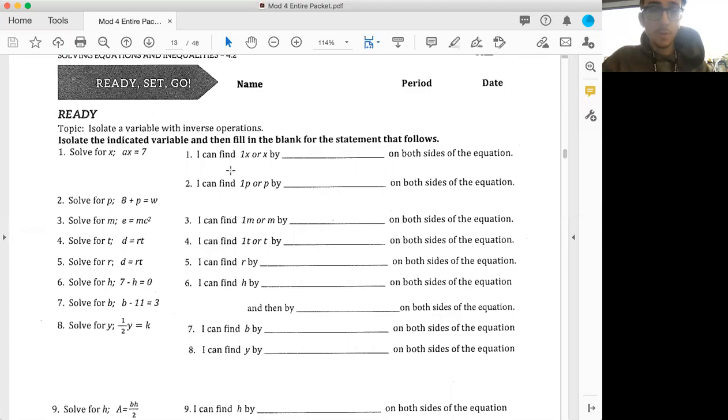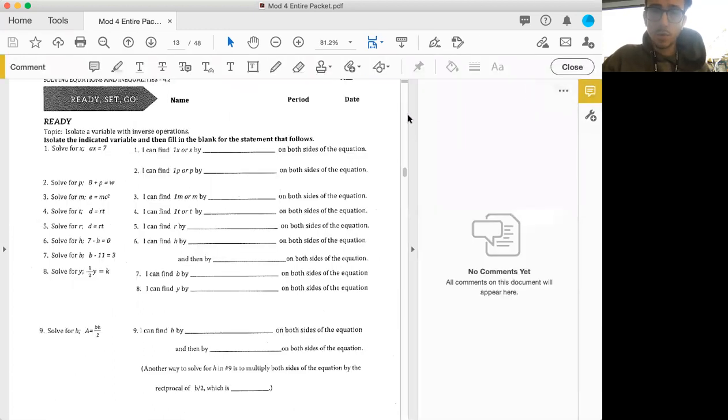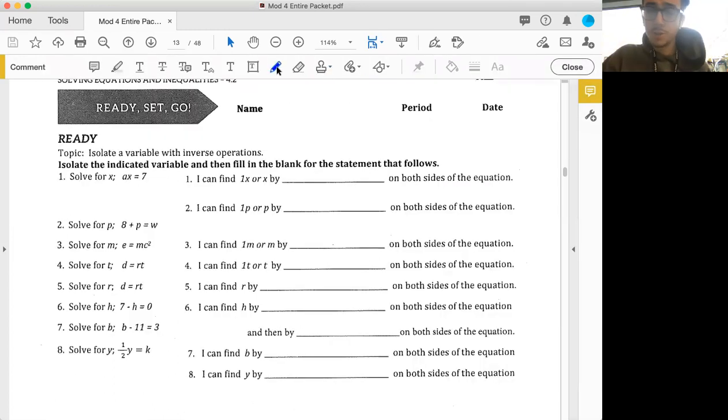There's a lot here in 4.2, so let's get into it. The topic for this first part is isolating a variable with inverse operations. In the Desmos for 4.1, we saw how we can undo equations, and we're pretty much doing the same thing here. We're just talking a little bit more about how we're doing this. So of course, we're isolating the indicated variable and then filling in the blank for the statement that follows.